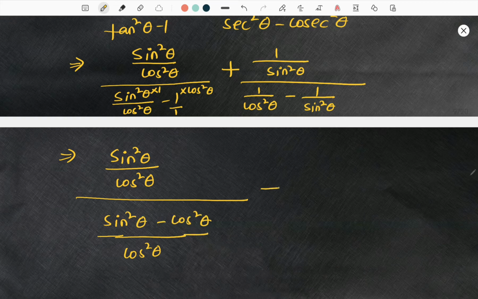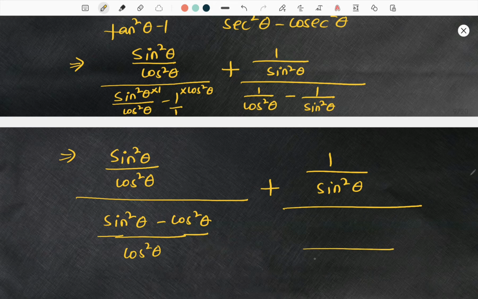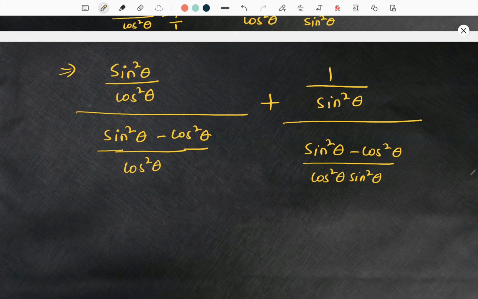All right, then plus 1 over sin square theta, then divided by, what is the LCM of cos square theta and sin square theta? It is going to be cos square theta into sin square theta. It is going to be into sin square theta, and it is going to be into cos square theta. You know the basic rules of LCM and all. So it becomes sin square theta minus cos square theta. All right, I hope the calculations are quite clear.